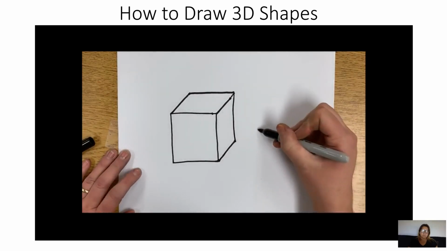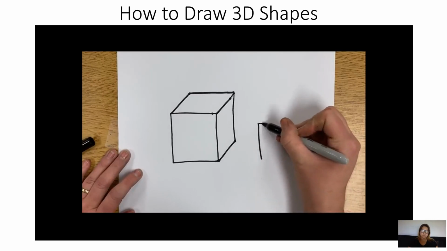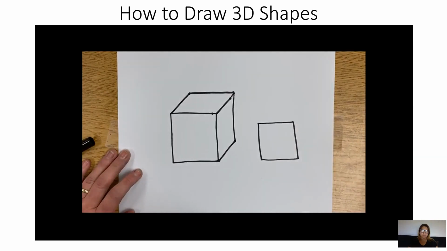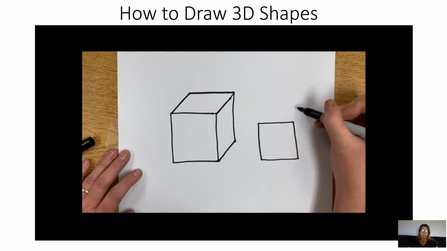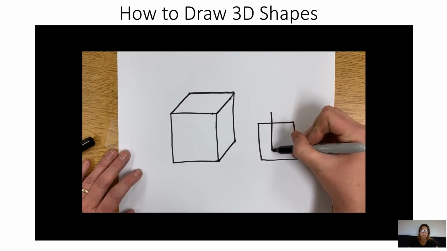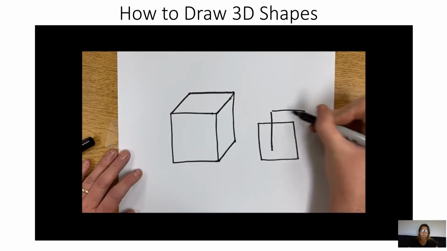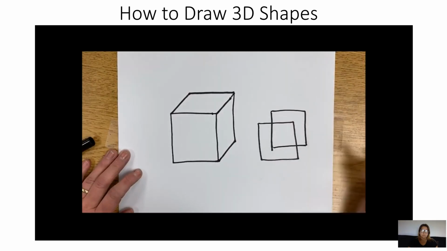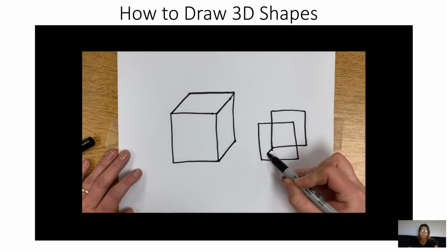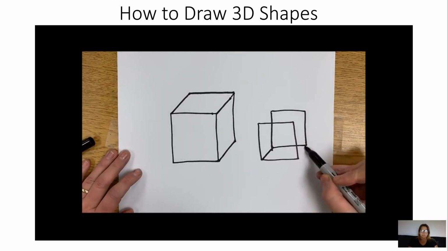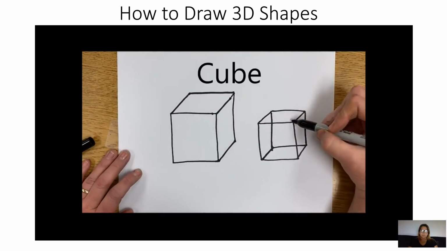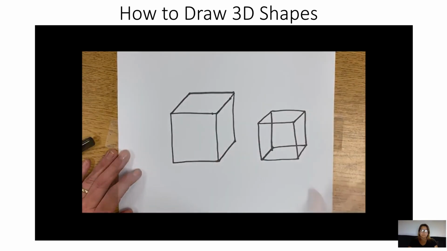Now the other way is you're going to start out with a square, just like the first one. And then you're going to go up a little and over a little, and you're going to draw another square. So then up and to the right, making sure it's about the same size. And then you're going to connect from this corner to this corner, this one to this one, here to here, and here to here. So this one is a transparent cube, and this one is a solid cube.